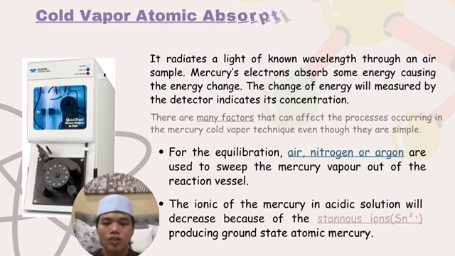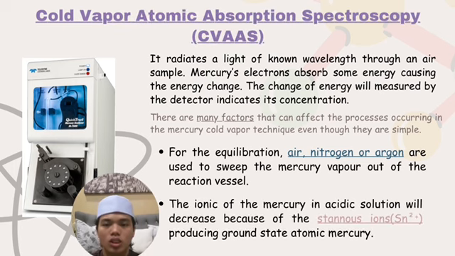So how does CVAAS work? CVAAS works by shining light through a sample where mercury atoms absorb energy. This energy change is measured to determine mercury concentration. To ensure accuracy, air, nitrogen or argon sweep the mercury vapor into the detector. The stannous ion helps convert mercury into its atomic form for analysis.